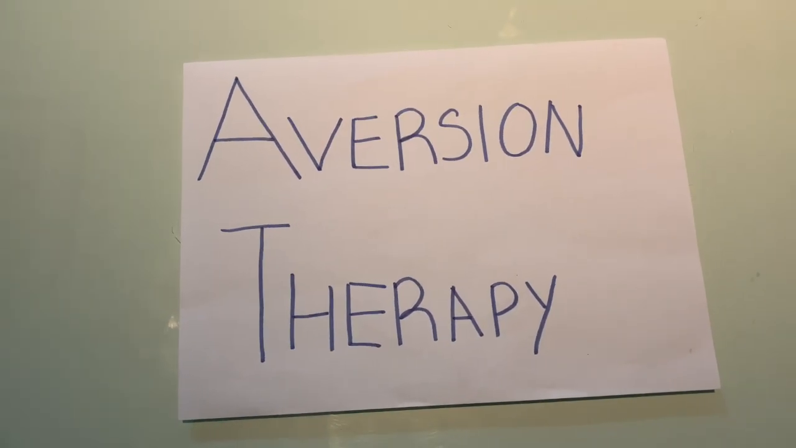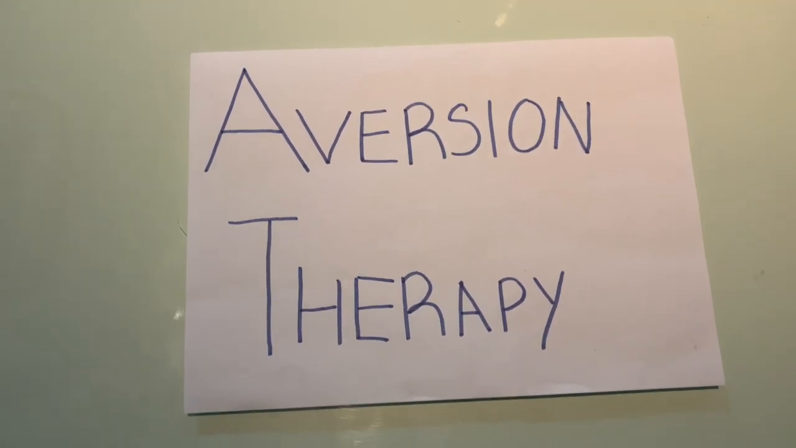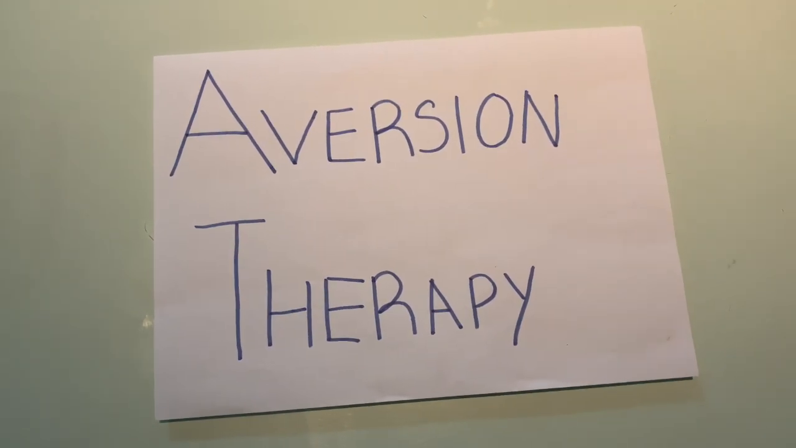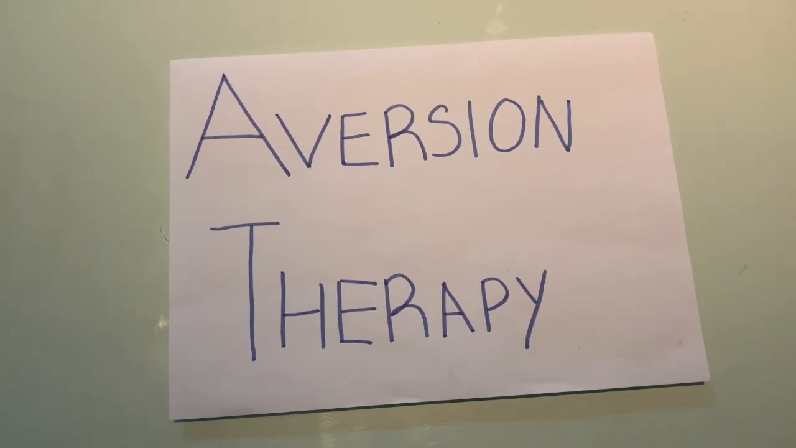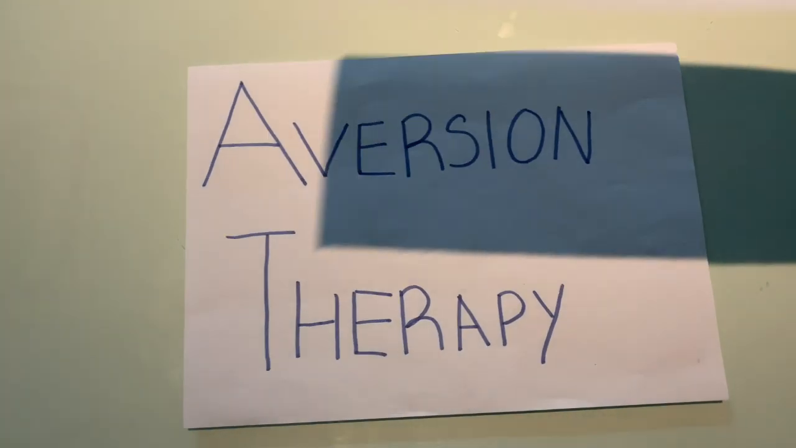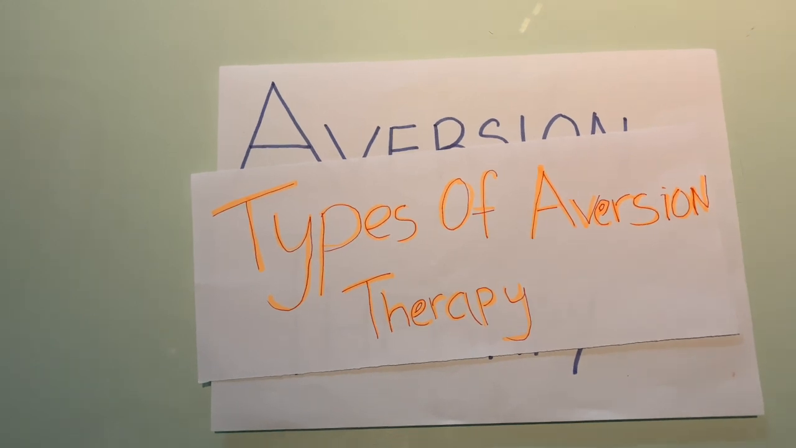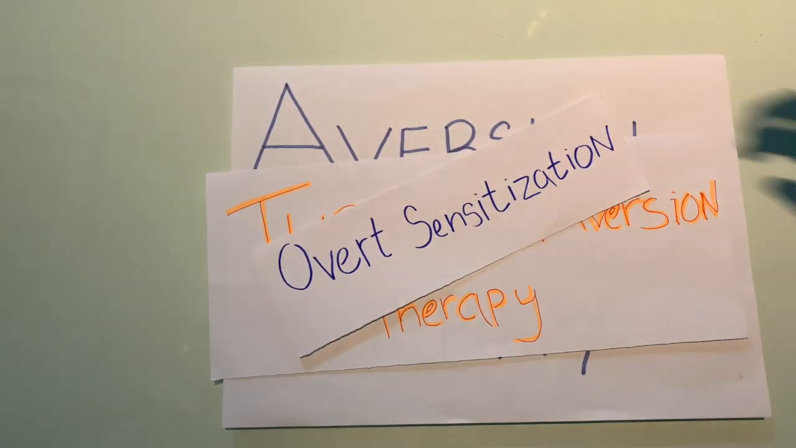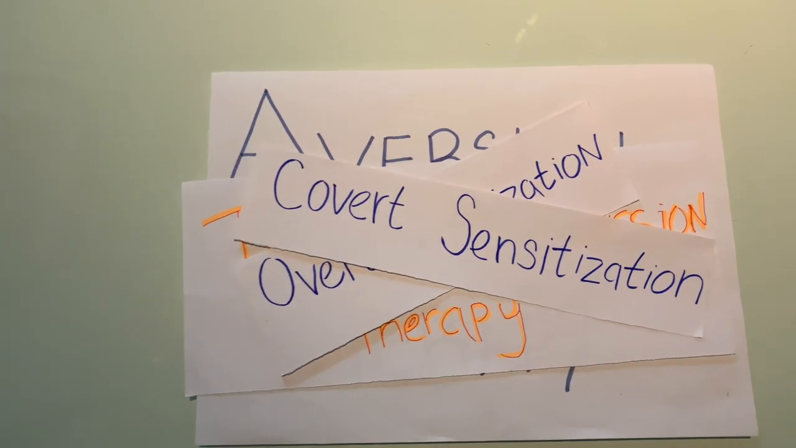Aversion therapy is another way to reduce the frequency of undesirable behavior, such as smoking or overeating, by teaching the client to pair an unpleasant stimulus with the undesirable response. These are the types of aversion therapy: overt sensitization and covert sensitization.